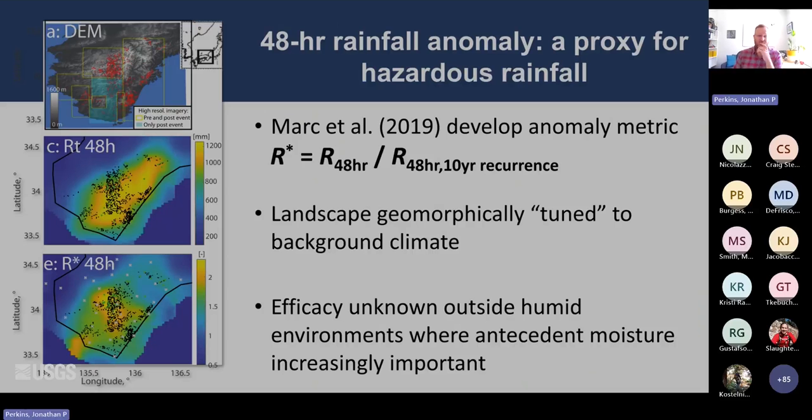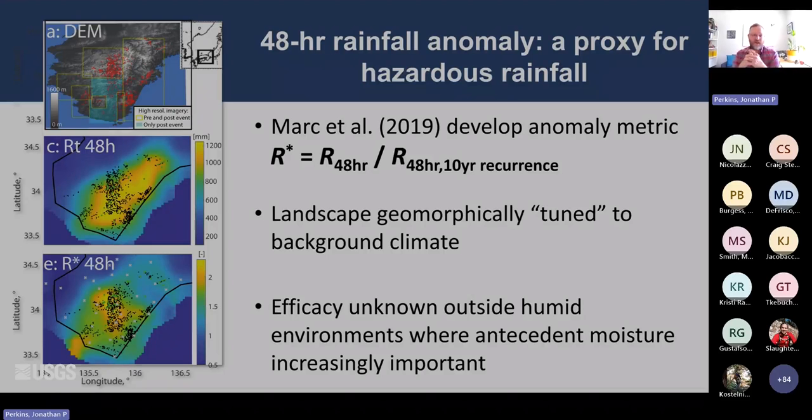And our first step to that, we were really motivated by a paper that came out by Odin Marc and others in 2019, where they found that looking at the 2-day rainfall anomaly for a given area correlated quite strongly with where you had locations of high density regional landsliding. Which suggests that the landscape in some way is geomorphically tuned to its background climate.